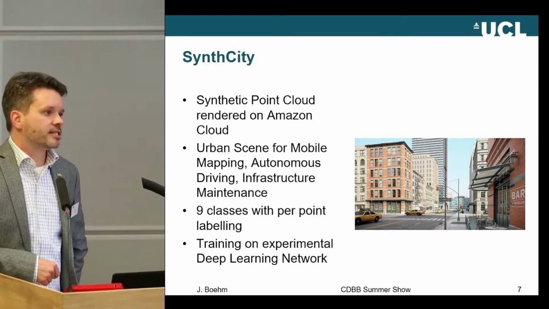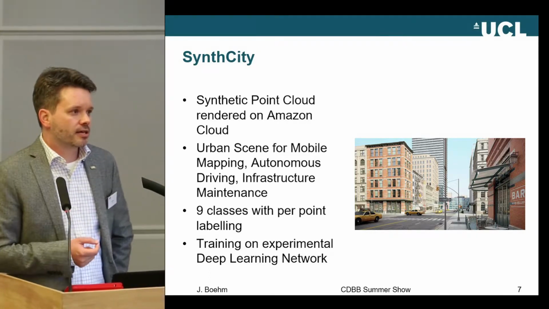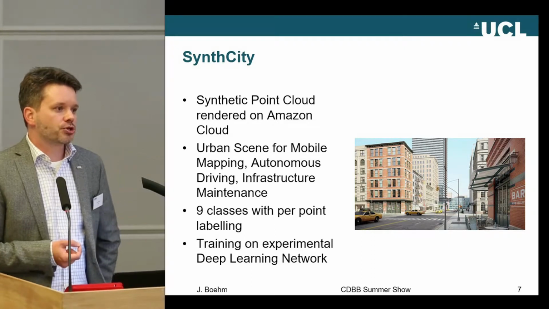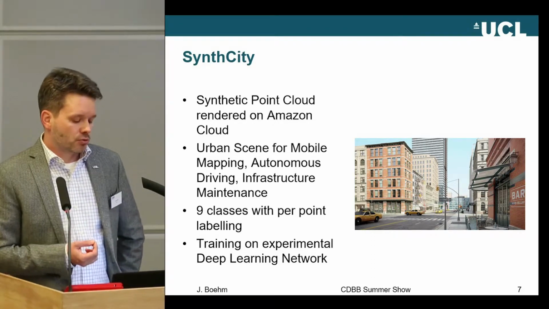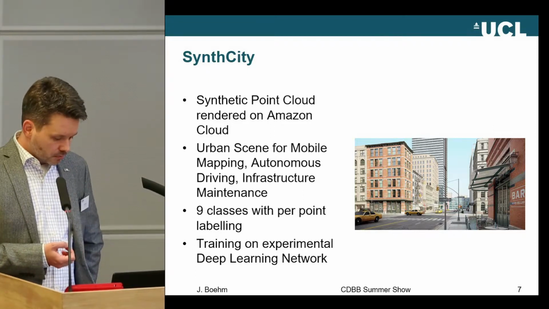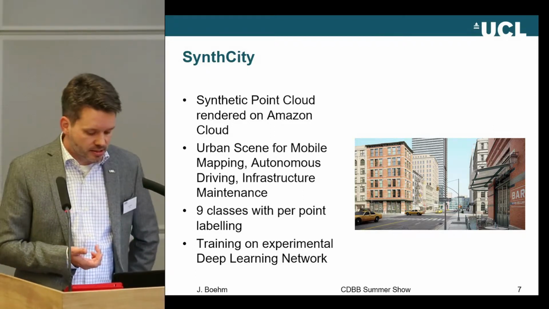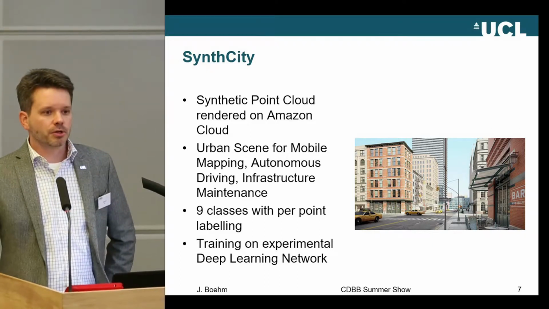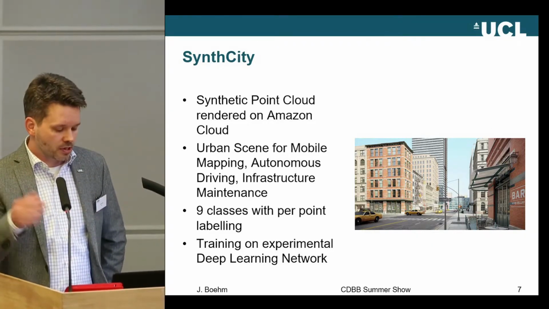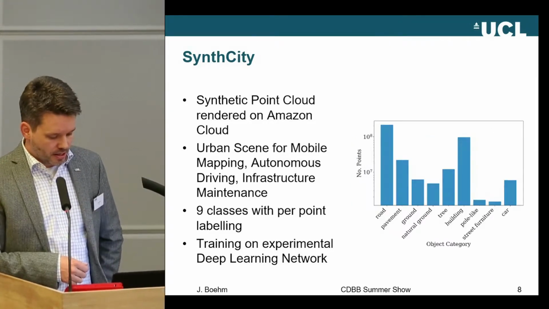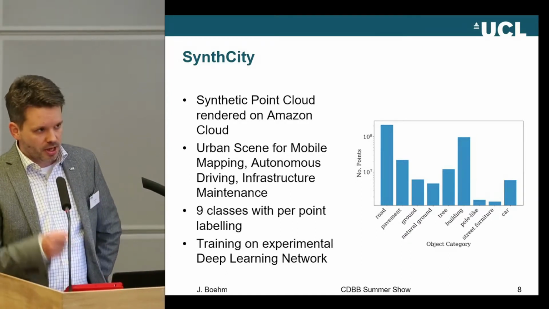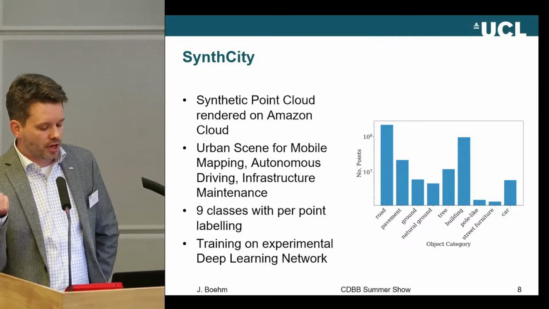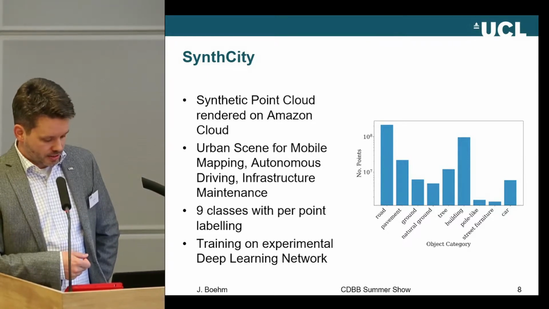The second data set is Synth City. This is a synthetic data set which simulates the scanner geometry of a LiDAR system that's mounted on a vehicle driving through an urban scenario. We have 9 classes per point, which gives the typical urban infrastructure, roads, facades, and the like. Here it's millions of points, so it's a rather big point cloud, and we provide semantic labels for every single point in that scene.